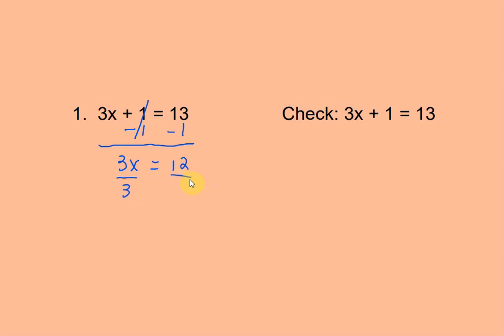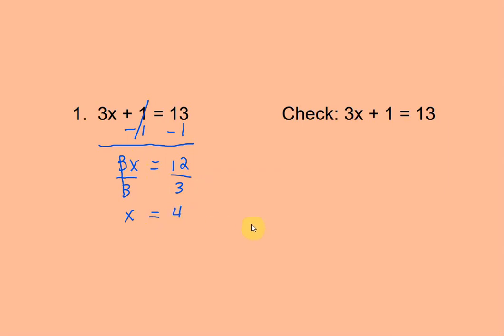Again, whatever we do to one side of the equation, we have to do to the other side of the equation. 3 divided by 3 is 1. We say that it cancels out. It doesn't actually cancel out or go away. It turns into a 1. So then we have 1x. We don't need to write the 1 in front of the x. This is telling us we have an x. There's 1x equals 12 divided by 3, which is 4.